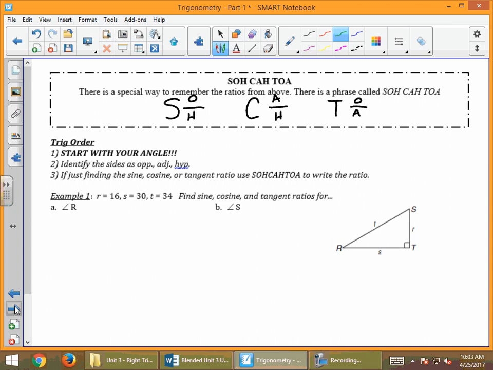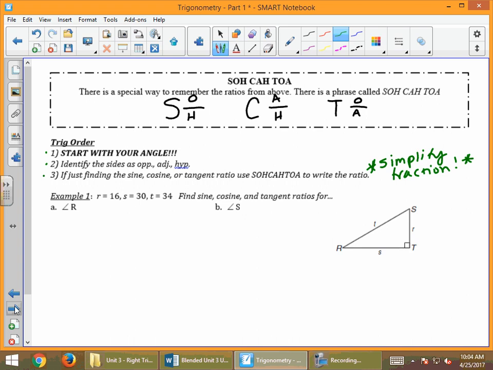So here, before we get started, it kind of tells us the steps to follow. We're going to first always start with your angle. Label your sides as opposite, adjacent, and hypotenuse. And then if we're just finding the ratio, you write the ratio, and remember, always simplify. Make a little note: simplify the fraction. That's really important.